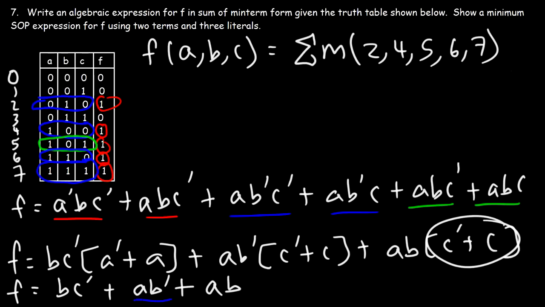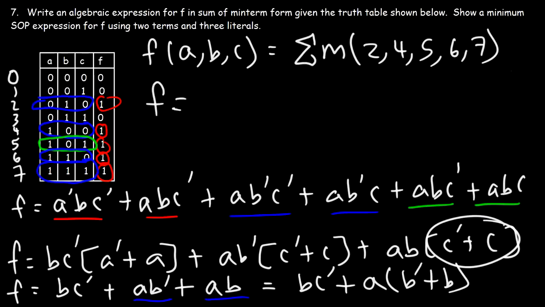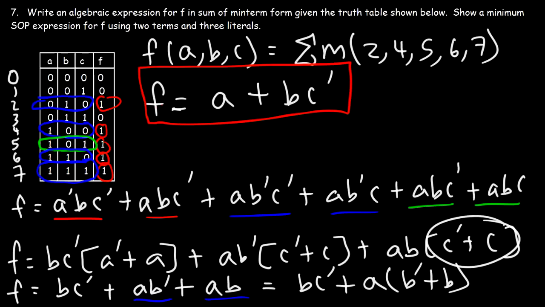The next thing we could do is take out an A. So this is going to be BC prime plus A times B prime plus B. And we know B prime plus B is 1. So therefore, the function can be reduced to this form. It's A plus BC prime. So as we could see, we now have a function with 2 terms. Here's the first term, this is the second term, and we have 3 literals, A, B, and C prime.